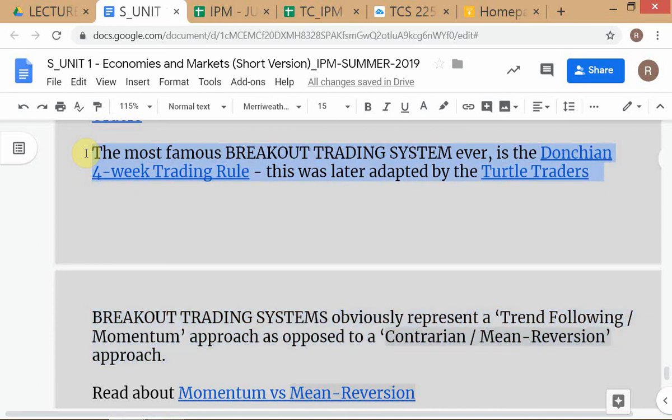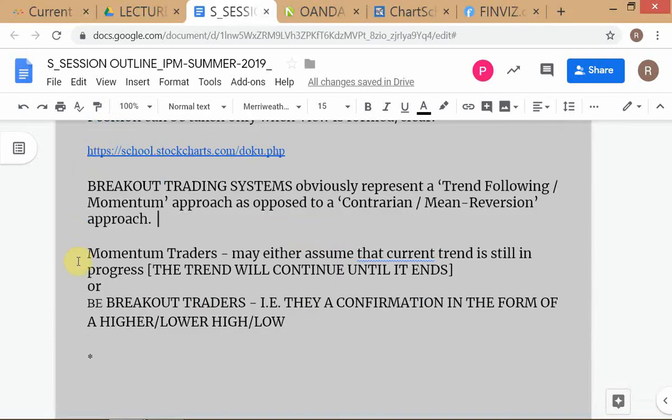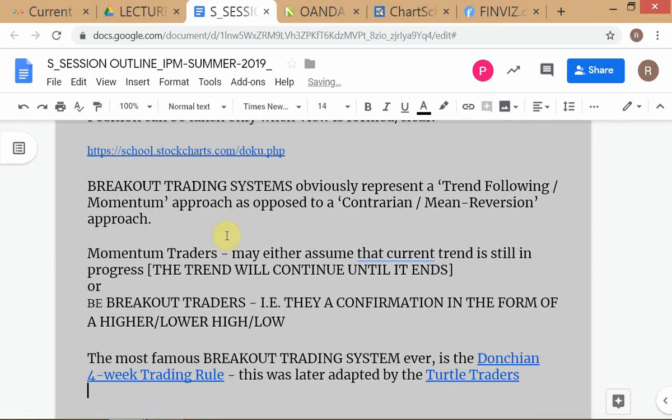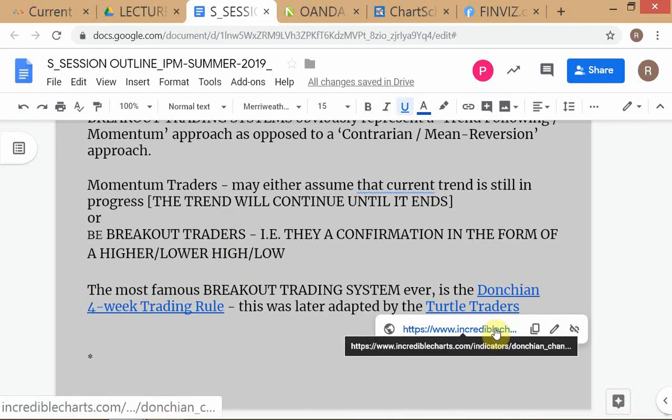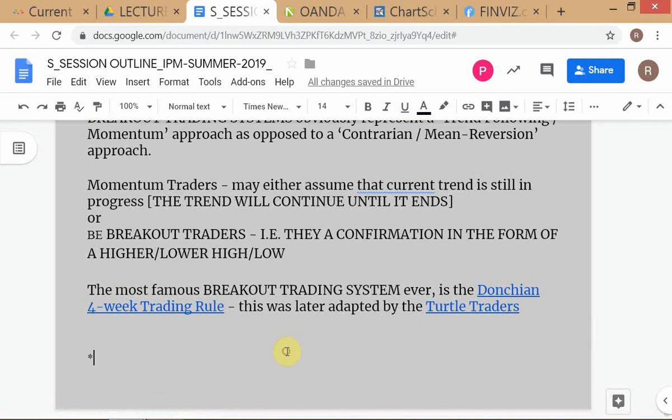So now we're going to understand, you have a link to the Donchian system, which you will see here. This is the name of a guy called Richard Donchian. You can read here what the system is. It's a 4-week trading rule. This is a historical system, so we are just trying to understand it. But 4 weeks is just a specific value that has been set. In general, you can think of it as a new high or a new low.